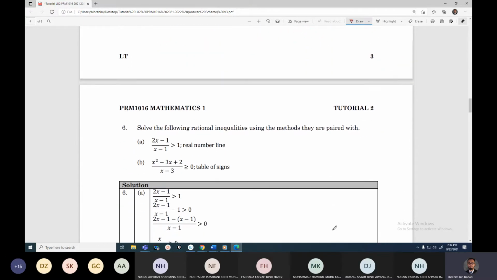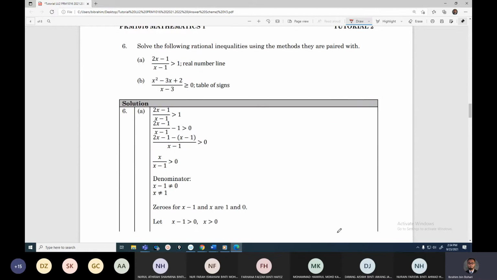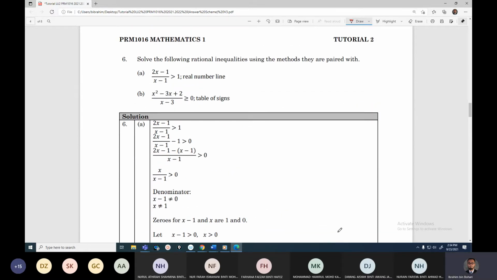Okay, question number 6. Rational function. Question A, method using the number line, and question B, using a table of sign. Again, make sure you use the right method. We emphasize the method here. Question A: 2x minus 1 over x minus 1 greater than 1.